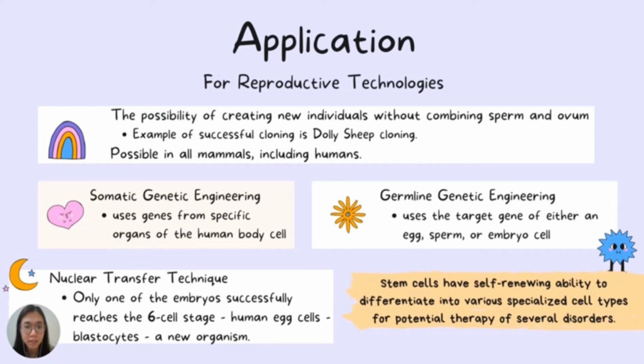There are two areas of application in human genetic engineering. First, somatic genetic engineering, which uses genes from specific organs of the human body cell. Second, germline genetic engineering, which uses the target gene of either an egg, sperm, or embryo cell.